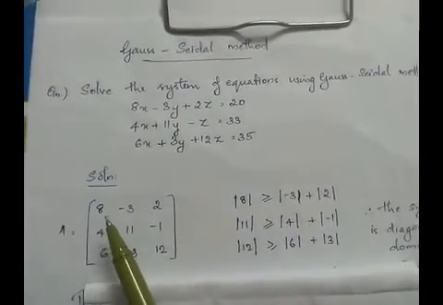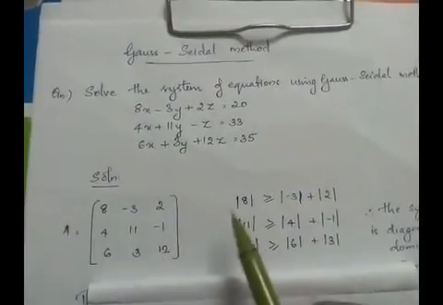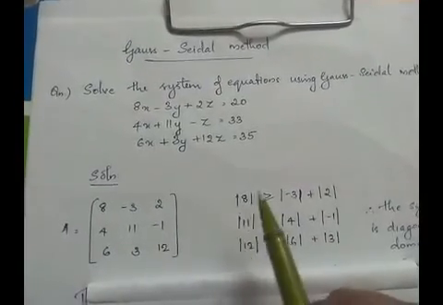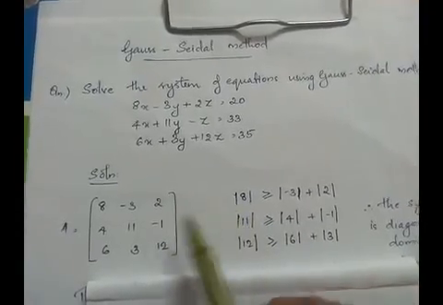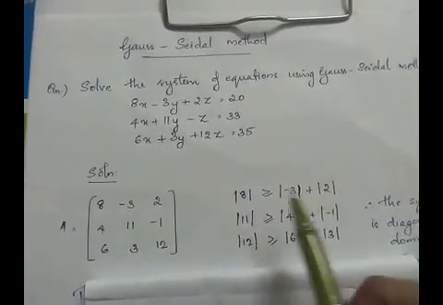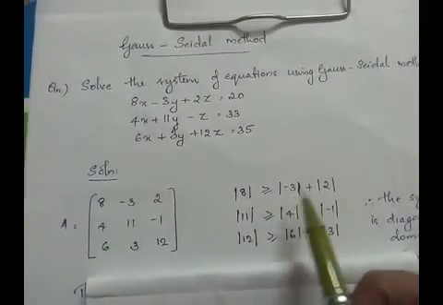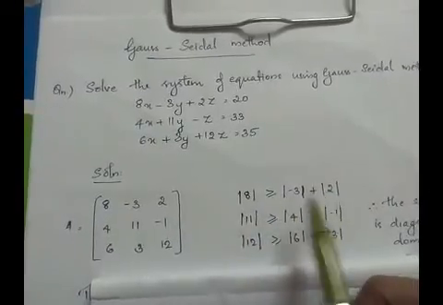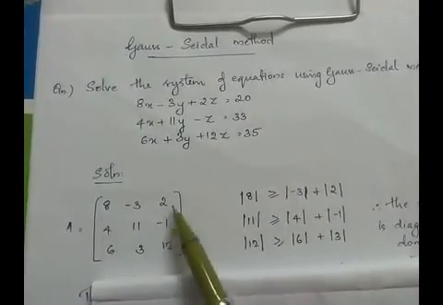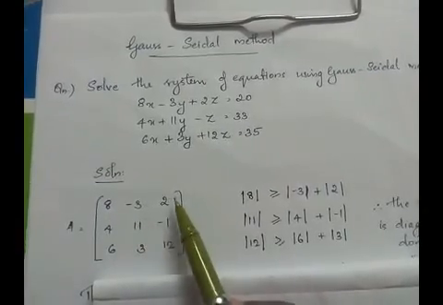So considering the first row, we can see that the diagonal element is 8. So modulo 8 should be greater than or equal to the sum of the modulo of the other two numbers. The other two numbers are minus 3 and 2. Taking modulo, we get 3 and 2. Sum of 3 and 2 is 5. Now you can see that 8 is greater than 5. That means the first row is diagonally dominant.